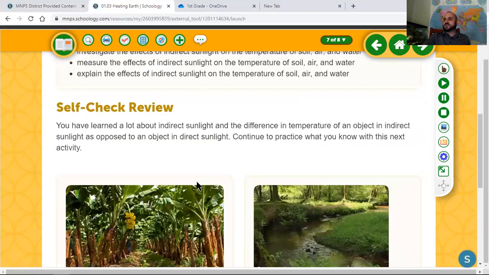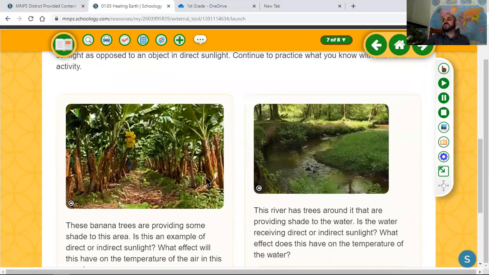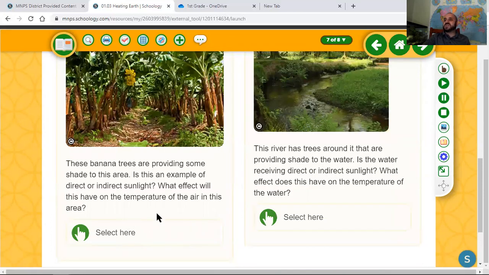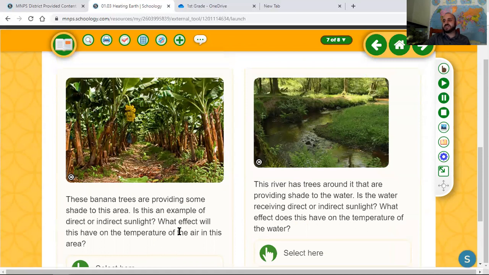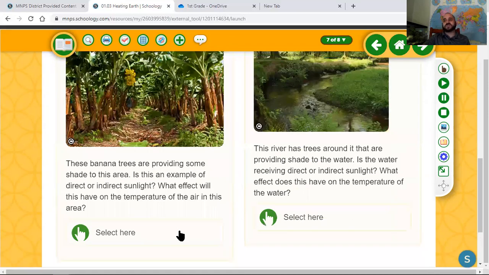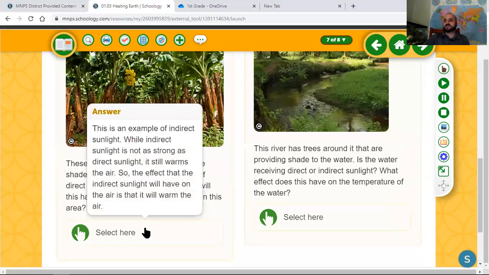All right. You've learned a lot about indirect sunlight and the difference in temperature of an object in indirect sunlight as opposed to something in direct sunlight. Continue to practice what you know with this next activity. These banana trees are providing some shade to the area. Is this an example of direct or indirect sunlight? What effect will this have on the temperature of the air in this area?